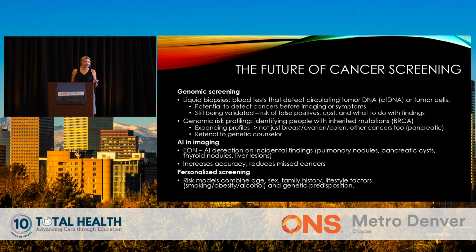Genomic risk profiling is identifying patients who have a germline mutation. We screen every patient that comes with a family history of pancreatic cancer. We test them for something along the lines of 88 genes, and this identifies patients predisposed to many cancers: breast, ovarian, colon, pancreatic, gastric. Based off of the results, we determine a high-risk surveillance program. This requires a referral to a genetic counselor for them to do the testing.